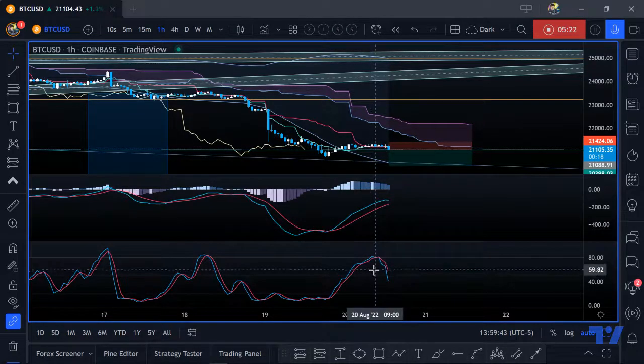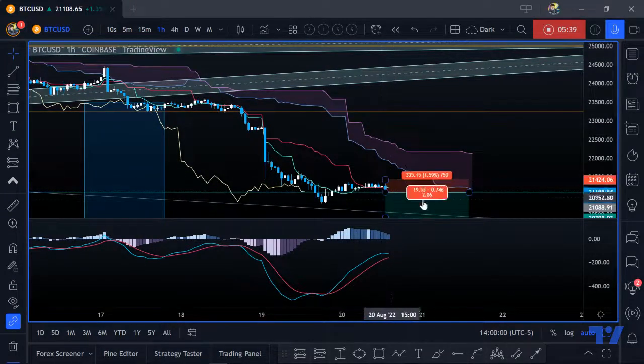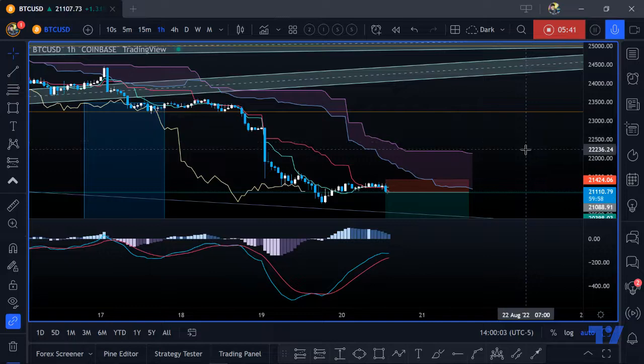Taking a look at the stochastic oscillator, you can see that the price was at overbought and it's resetting from that condition. So going back to Ichimoku and MACD. So yeah, that's it for Bitcoin right now.